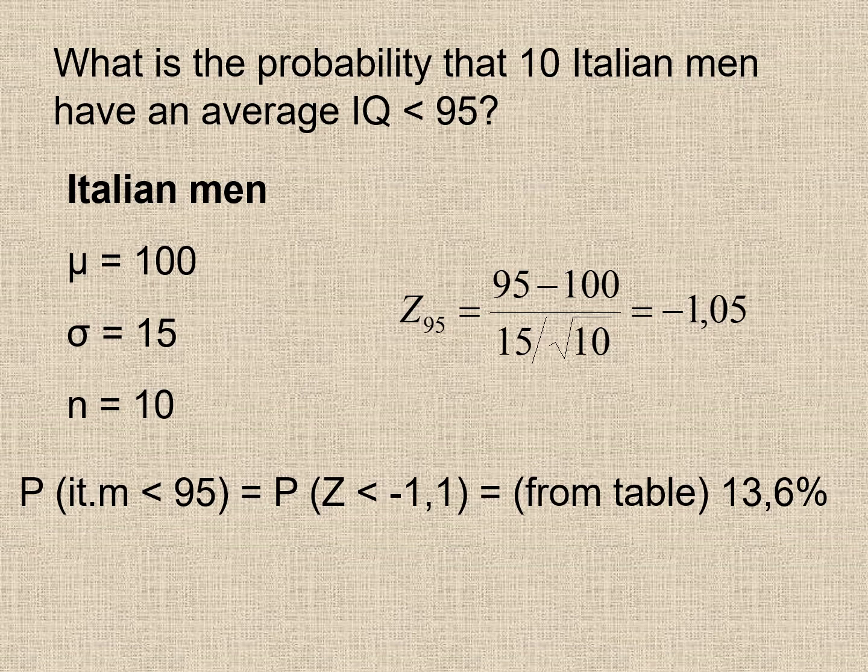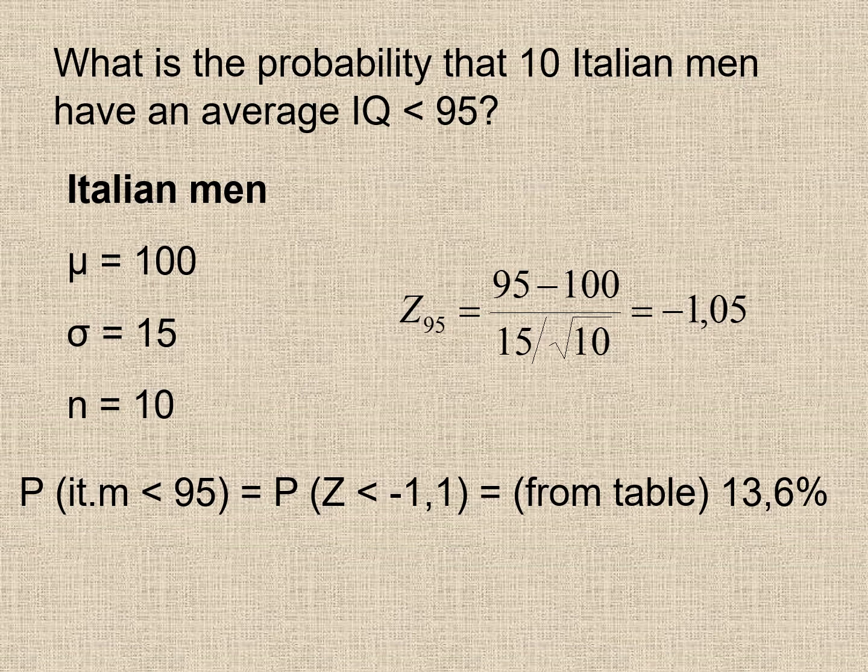So let's ask ourselves the following. Imagine we draw a sample of 10 individuals from the population of Italian men, and we ask ourselves, what is the probability of these 10 Italian men to have an average IQ less than 95? So, according to this example, we know that the population mean on IQ is 100 with a standard deviation of 15. And in this case, the sample size is 10.